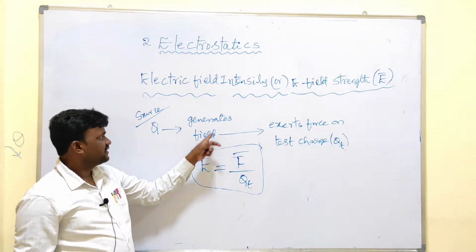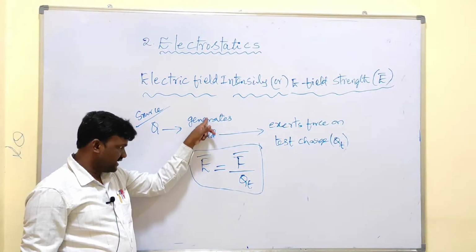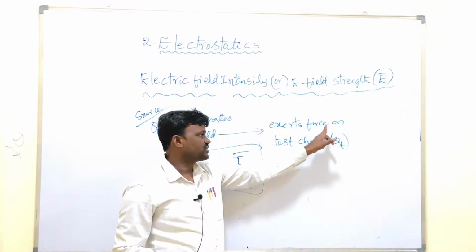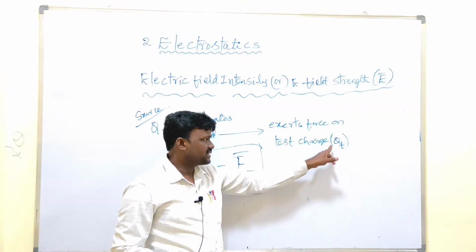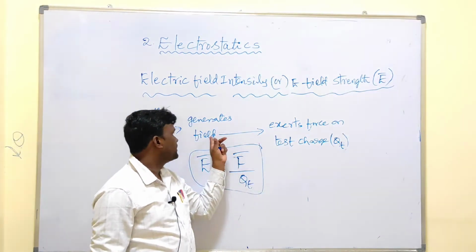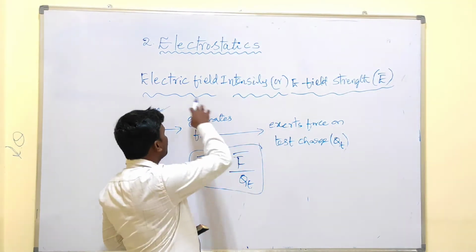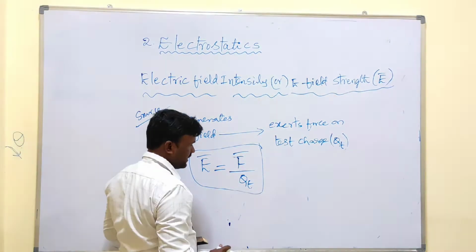Once again, this source charge Q generates an electric field. This field exerts a force on a test charge. If you measure this force on the test charge, that gives the strength of this field. That strength is called the electric field strength or electric field intensity. It is given by E bar equal to F bar by QT.